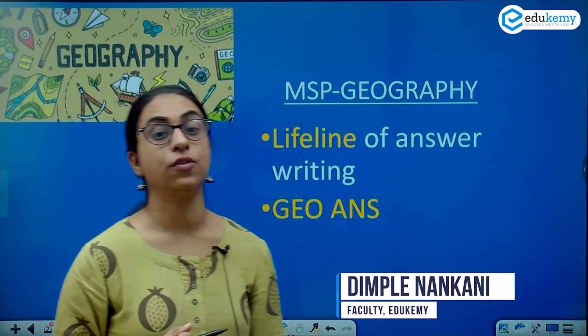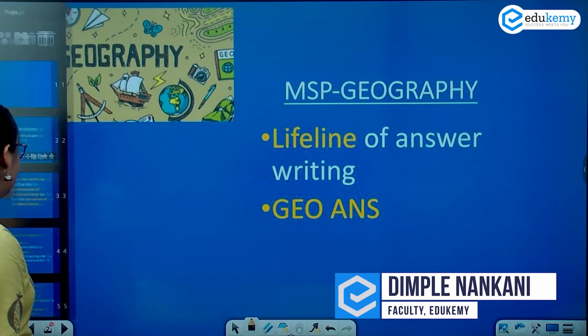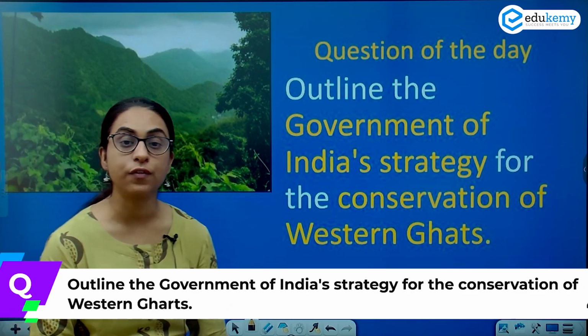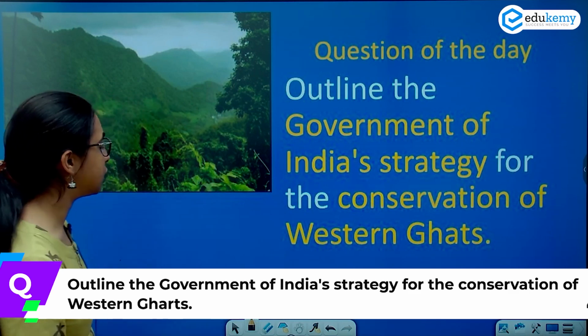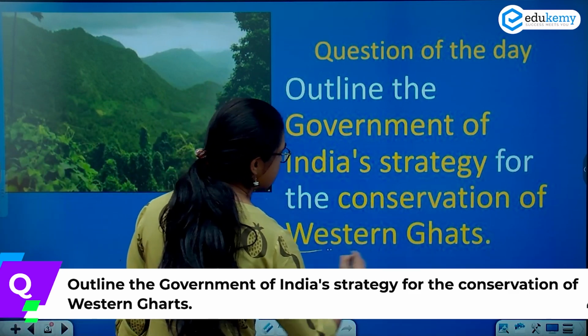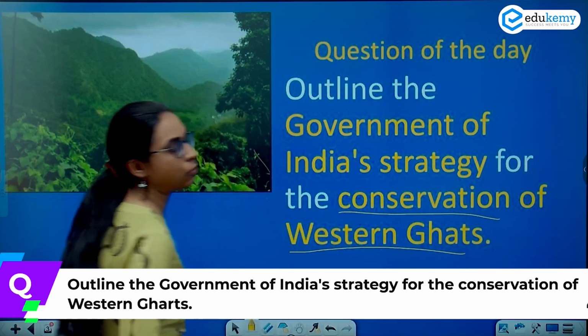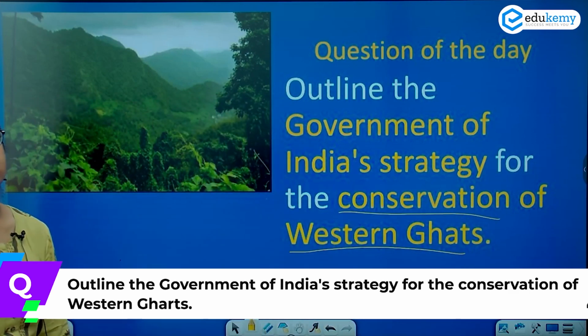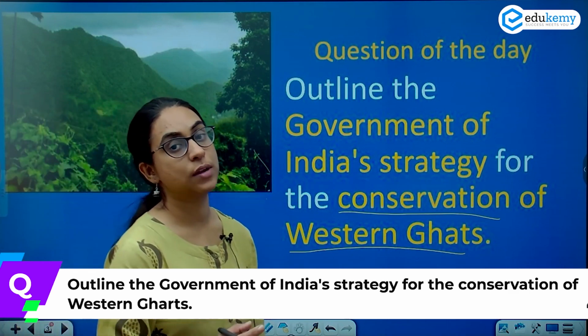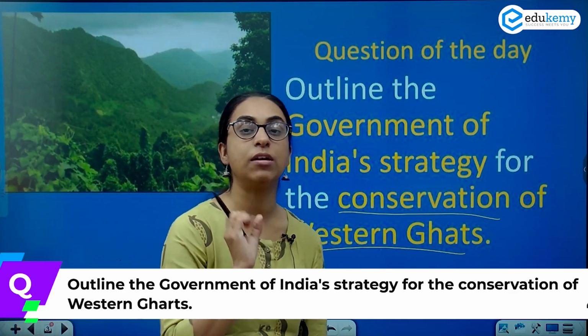Let's start with the question of the day. The question that I would be dealing with today is a very simple question: outline the Government of India's strategy for the conservation of the Western Ghats. Recently the Western Ghats have been in the news a lot, with many committees on their conservation and pollution-related issues. So this theme becomes important.